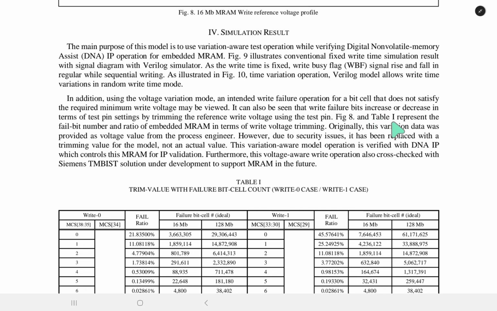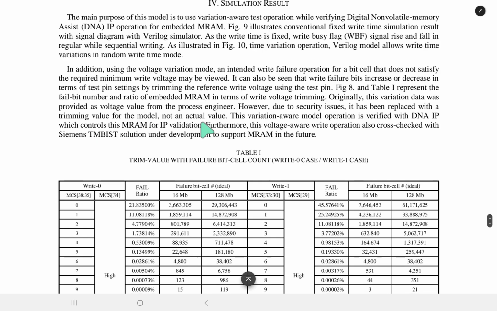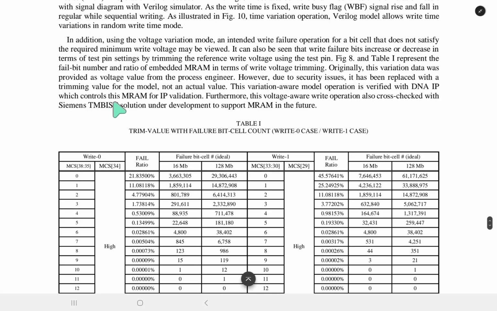Figure 8 and Table 1 represent the fail bit number and the ratio of embedded MRAM in terms of write voltage trimming. Originally, this variation data was provided as voltage values from the process engineer. However, due to security issues, it has been replaced with a streaming value for the model, not an actual value. The variation-aware model operation is verified with the DNA IP, which controls the MRAM for IP validation. Furthermore, this voltage-aware write operation is also cross-checked with the Siemens solution under development to support MRAM in the future.